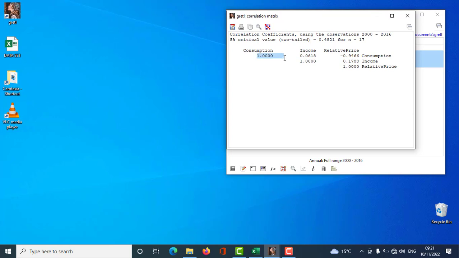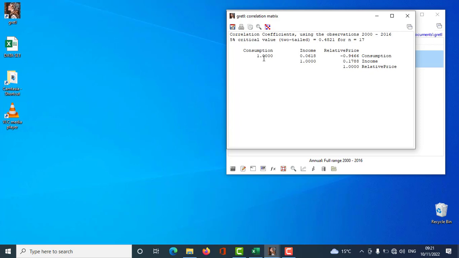These are the values of R, or correlation coefficient, which represents the relationship between two variables. For example, minus 0.9466 is the value of R, which shows the relationship between consumption and relative price.